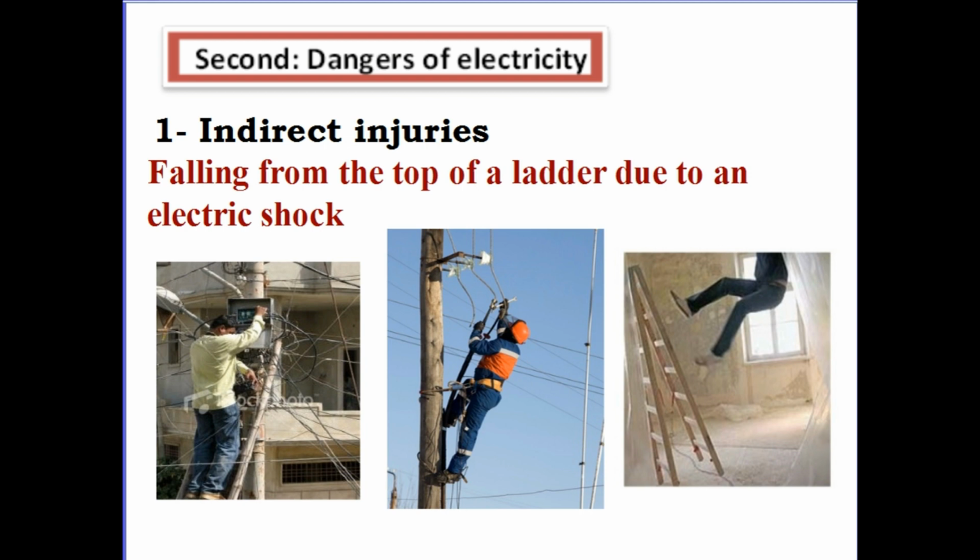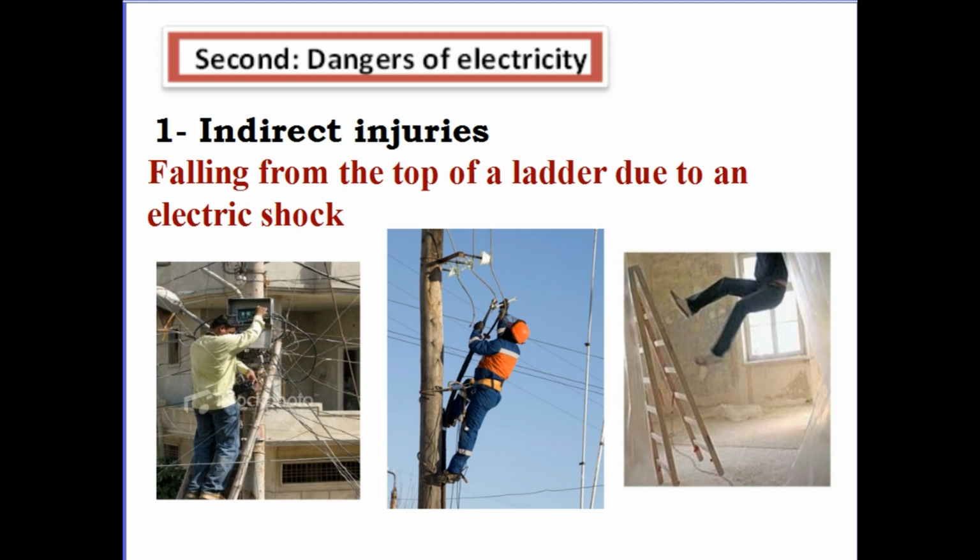There are two types of dangers or injuries in this lesson. We have the direct injuries and the indirect ones. I'm going to start with the indirect injuries because the rest of the lesson is talking about the direct injuries.